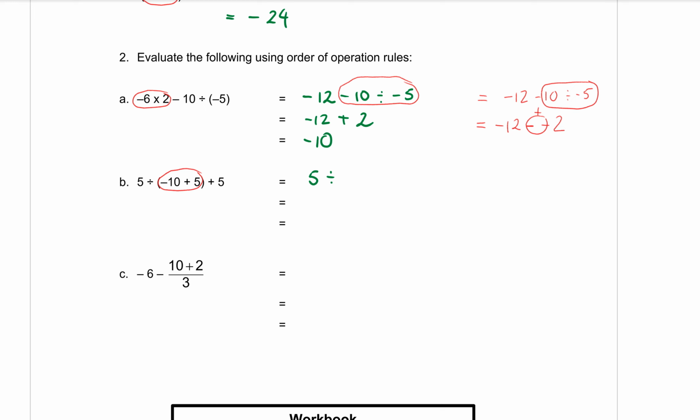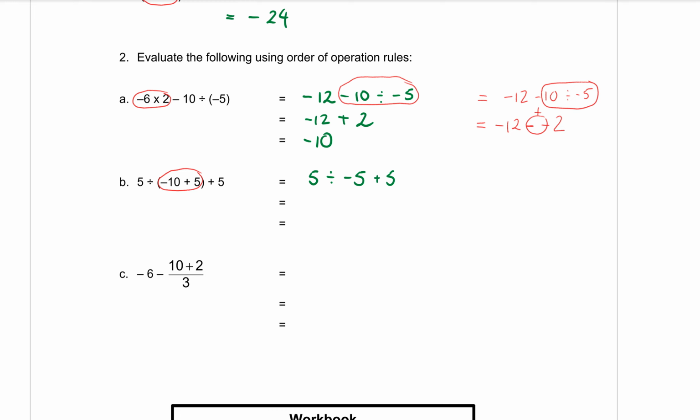Minus 10 plus 5. Gentlemen, no one should be talking. Hands up, what is minus 10 plus 5? Yes. Minus 5. Yes, minus 5, good. Plus the 5 that's still on the end. Is that a question? No? All right, now I'm looking for my next step.